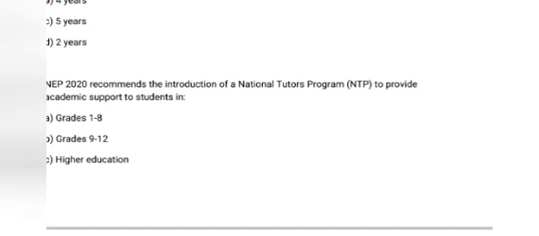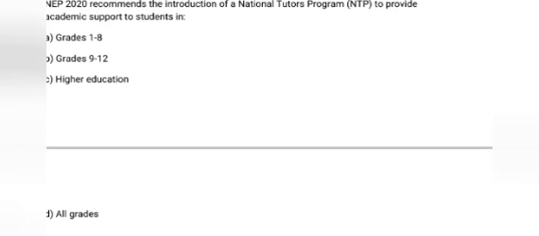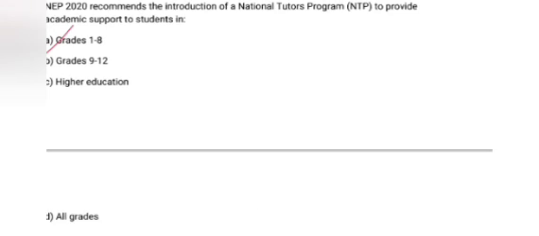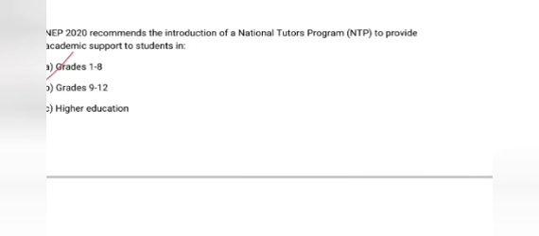NEP 2020 recommends the introduction of National Tutors Program to provide academic supports to students in what? Grades 1 and 8, grades 9 to 12, higher education, all grades. It will be grades 9 to 12. This is what I have got, but please try to verify from your side also. Do your own research.